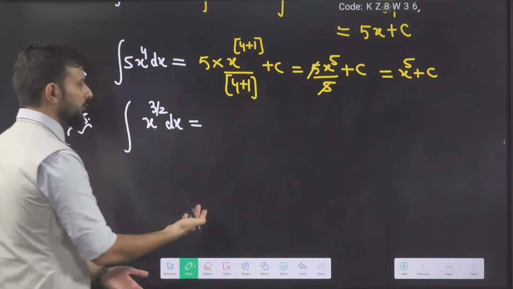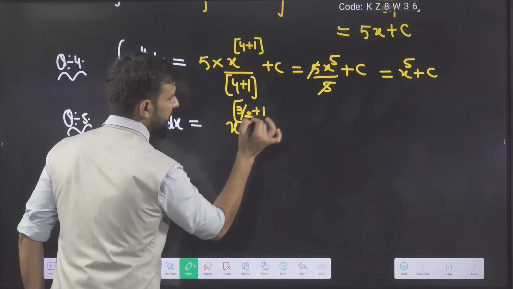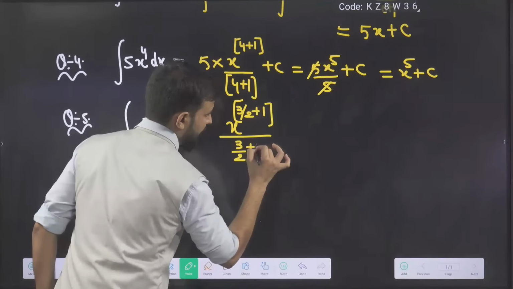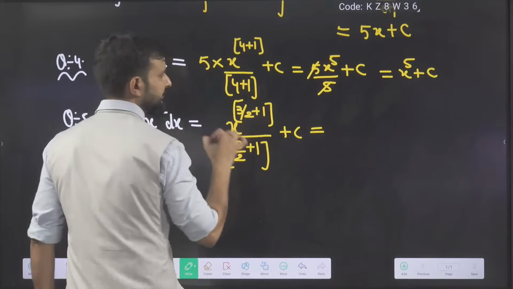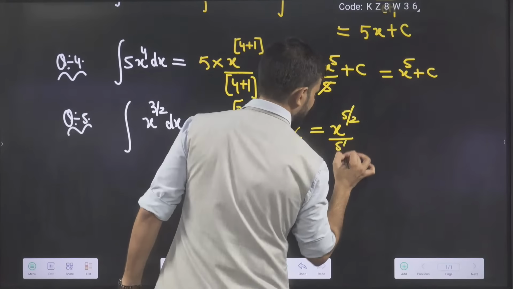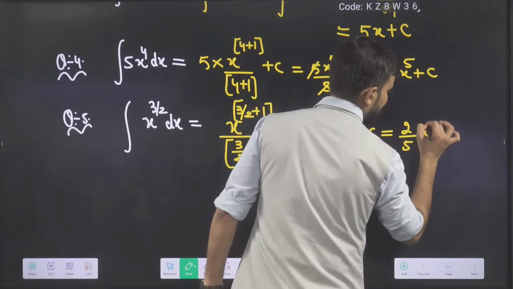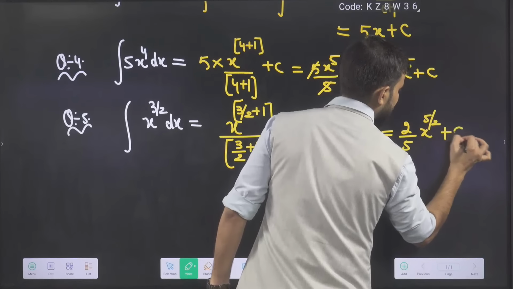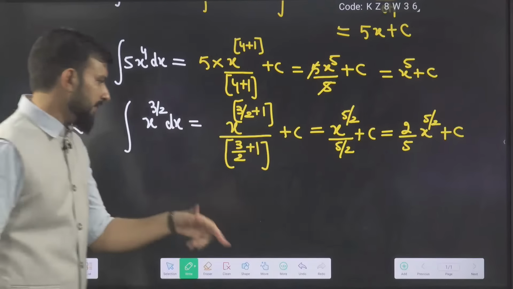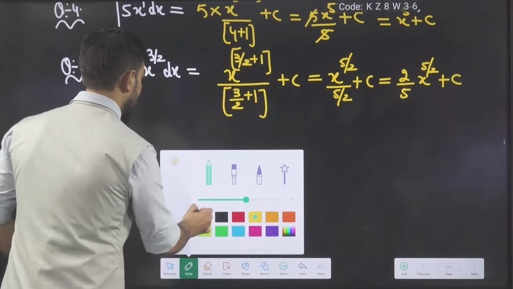x power 5 by 2. Correct answer. So what do I need to do? First in the power I will add what? 1 divided by 3 by 2 plus 1, and then plus c. So the answer will become x power 5 by 2 divided by 5 by 2 plus c. So the answer will become 2 by 5 x power 5 by 2 plus c. Khatam. That much easy. Right? Next. The more you practice, the more you will evolve.